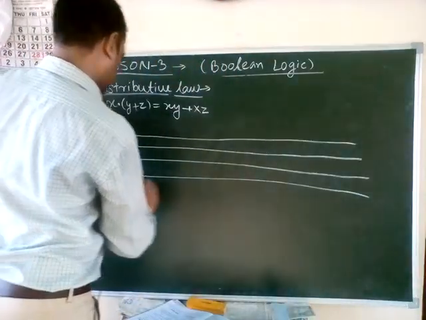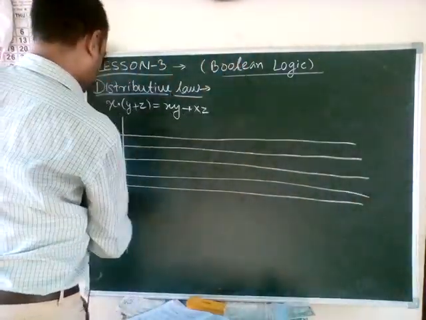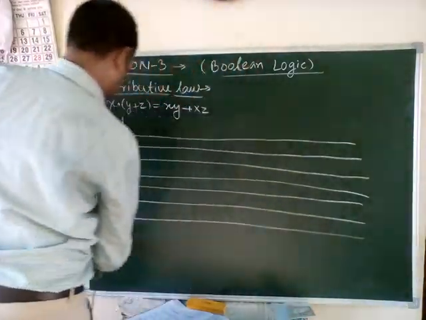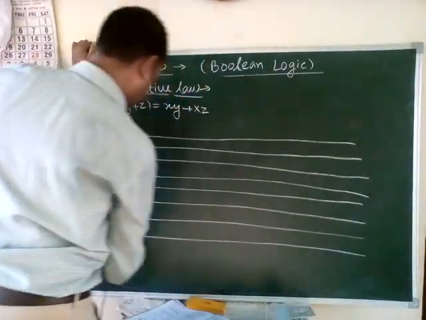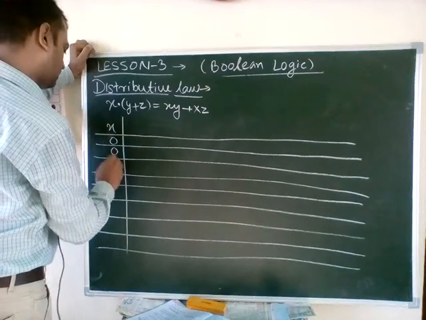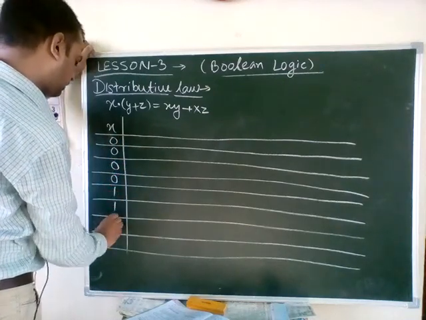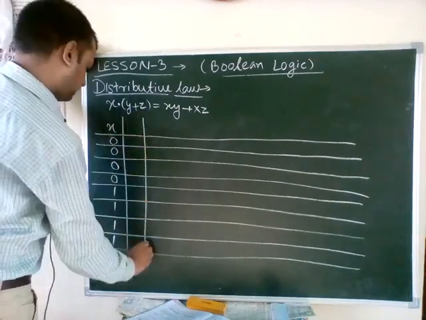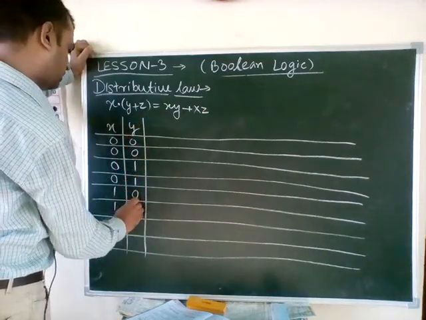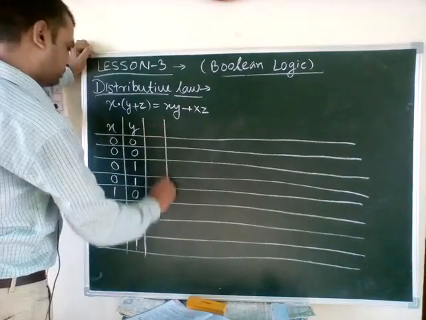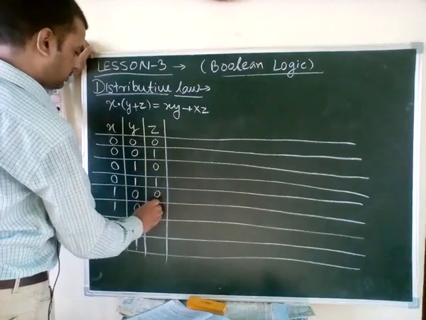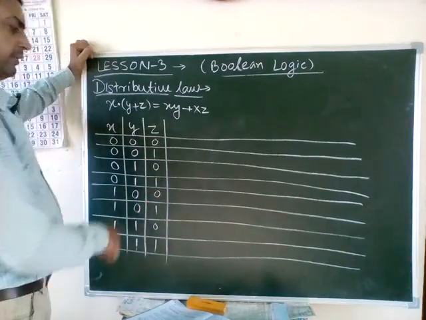1, 2, 3, this is 4, this is 5, this is 6, this is 7, this is 8. x: 0 0 0 0 1 1 1 1, y: 0 0 1 1 0 0 1 1, z: 0 1 0 1 0 1 0 1. This you have to remember.